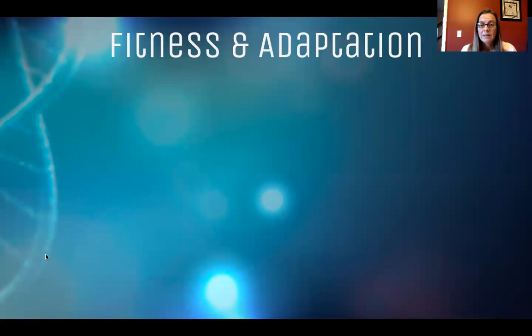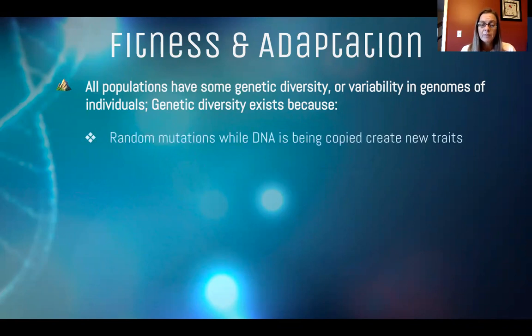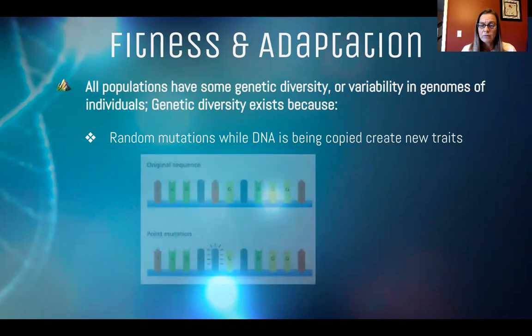So we're going to begin by talking about this theory of fitness and how fitness in the evolutionary sense and adaptations work together. All populations are going to have some genetic diversity. There's going to be variability in the genomes of the individuals. So why does that exist? Well, we have genetic diversity for many different reasons. One of them is random mutations while DNA is being copied, and those random mutations are going to create new traits.